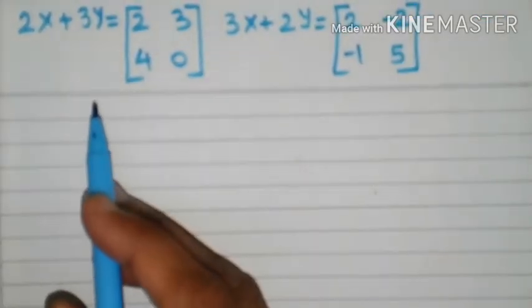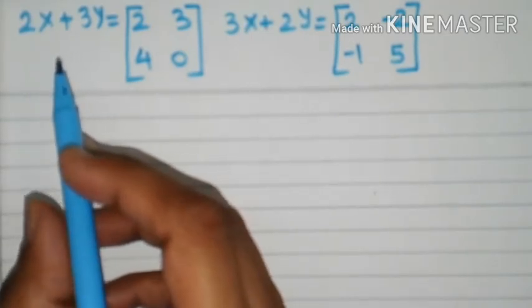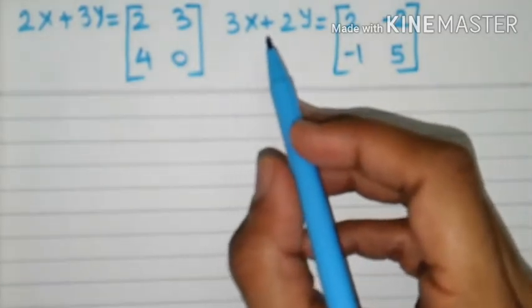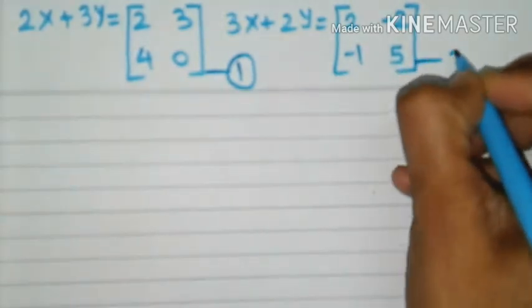So friends, the second part of the seventh question is very similar to the first part. Again, we are given simultaneous equations. 2x plus 3y is equal to this matrix and 3x plus 2y is equal to this matrix. So let us label them as equation 1 and equation 2.